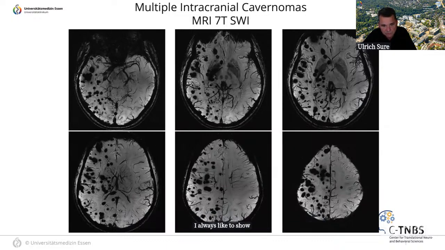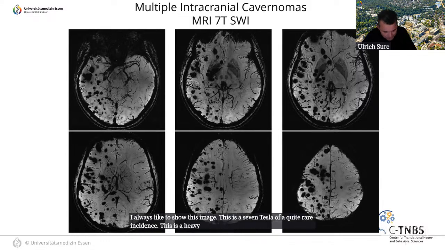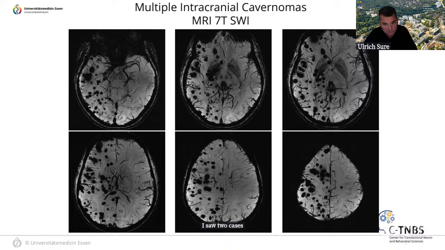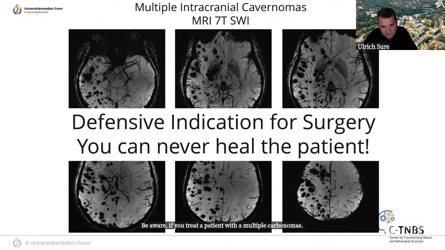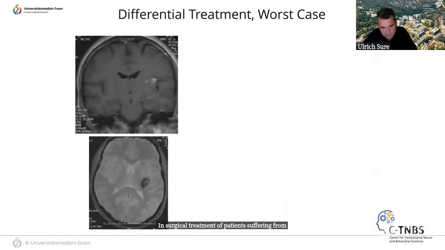I always like to show this image. This is a 7 Tesla of a quite rare incidence. This is a hemicavernomatosis of the brain. I saw 2 cases like that in my career only. And I like to show that because I make a point out of that. If you see a patient like that, it becomes quite obvious. But be aware, if you treat a patient with multiple cavernomas, you can never heal that patient by removing one of them. And for that reason, you should be very defensive in surgical treatment of patients suffering from multiple cavernomas.